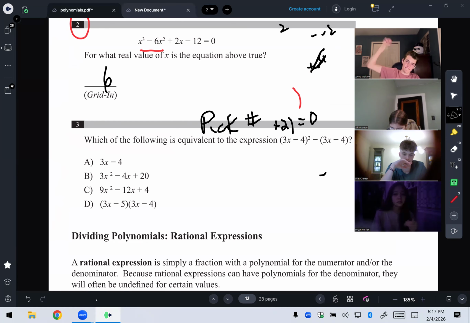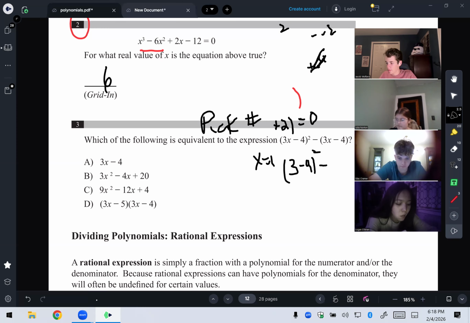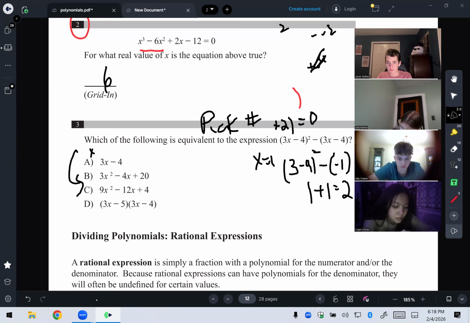Okay, let's say x is 1. So if x is 1, we're going to get 3 minus 4. It's really hard to write on the screen. And then that'll be 3 minus 4. And so basically we'll get negative 1 squared, which is 1, plus 1, which is 2. So which answer, when I put in x is 1, is going to kick out a 2?